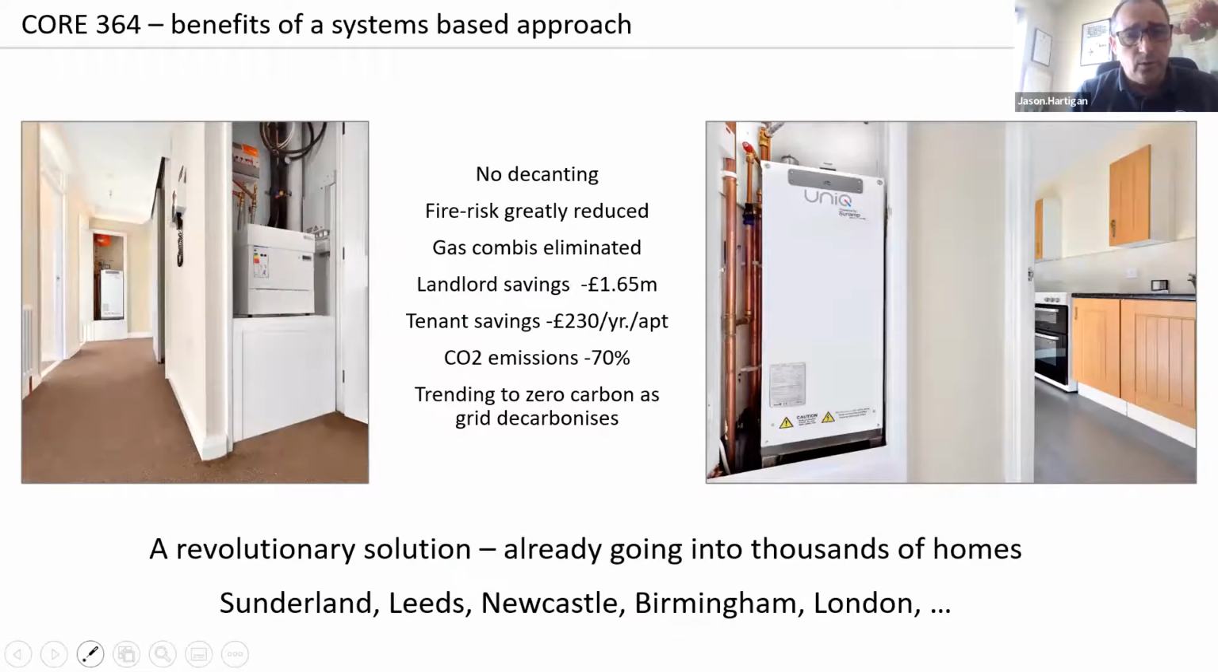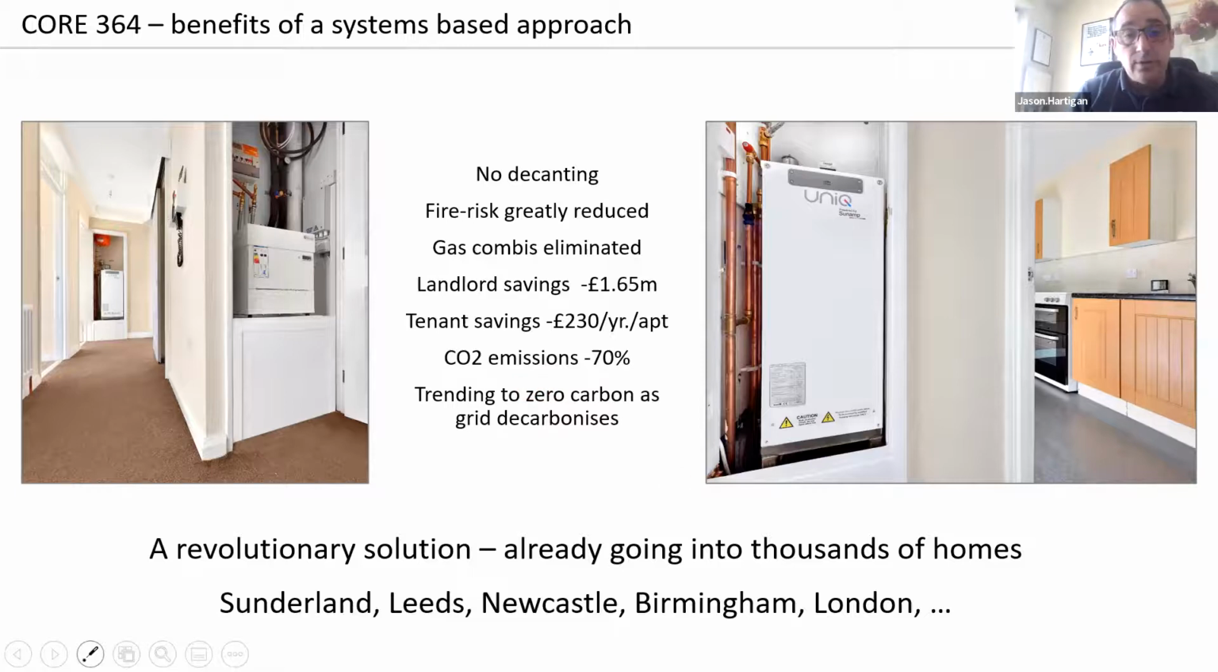The other issue we had was we didn't want to decant all the residents from the tower blocks, so we had to work around that as well. So what we did is we reduced the fire risk, took out all the gas, and got your typical landlord savings, tenant savings, and reduced their CO2 emissions by 70%.